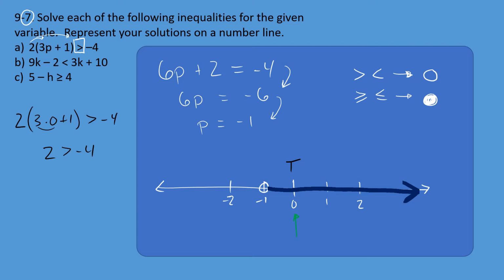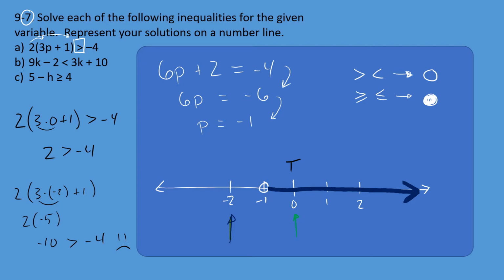And just to show you what happens if we try a point on the other side, if I was to put, for example, the point -2 into this, just check out what happens. When I put in -2, it would give me 2, open parentheses, 3 times -2, and then plus 1. 3 times -2 is -6, and -6 plus 1 would be -5. So this is 2 times -5, which is -10. So this says -10 is greater than -4. This is not true, right? -10 is much smaller than -4. So all the points to the left of this boundary point will not satisfy the inequality. All the points to the right of the boundary point will.